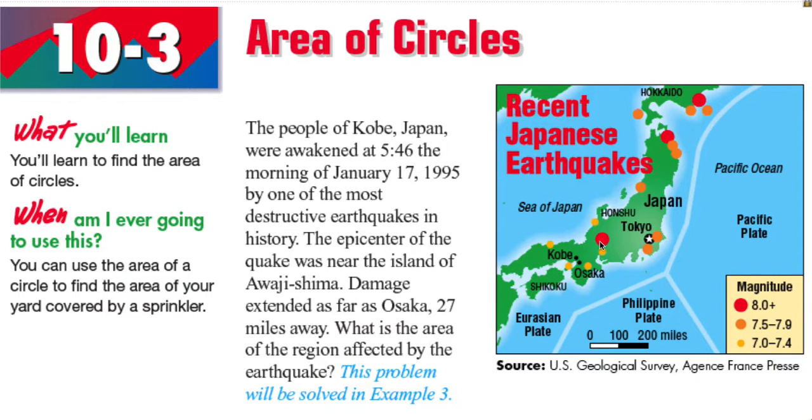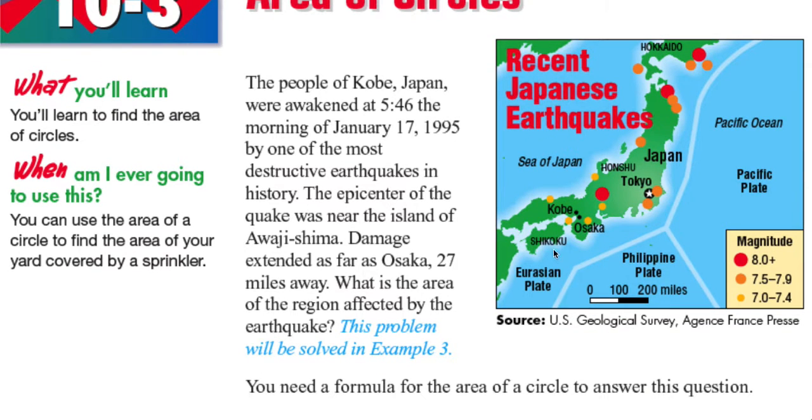Okay, so if this is the epicenter of the earthquake, remember, the epicenter simply means that it is a center or a start, the source of the quake, and therefore it creates a circle around it, and that's what we want to find out. What is the area of the region affected by the earthquake, since Osaka is 27 miles away? We'll solve this in example 3.